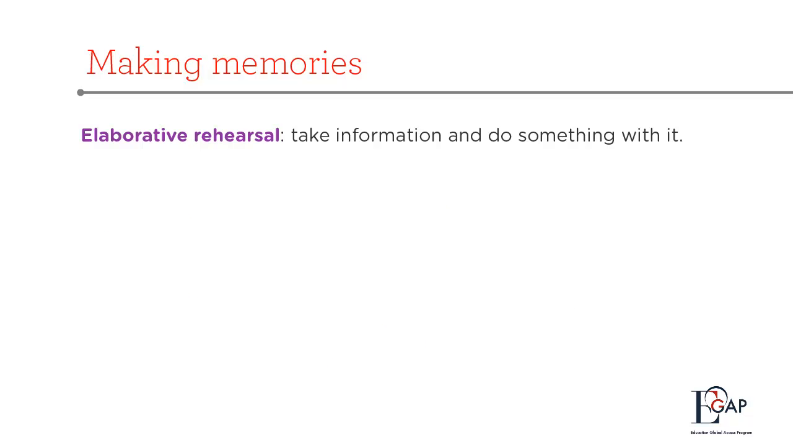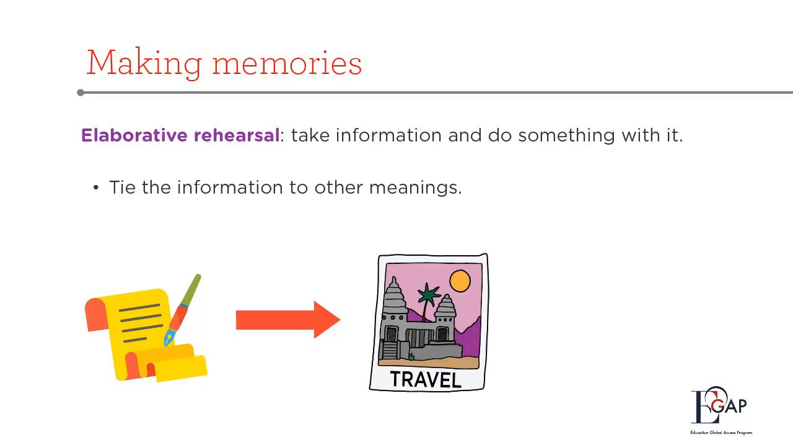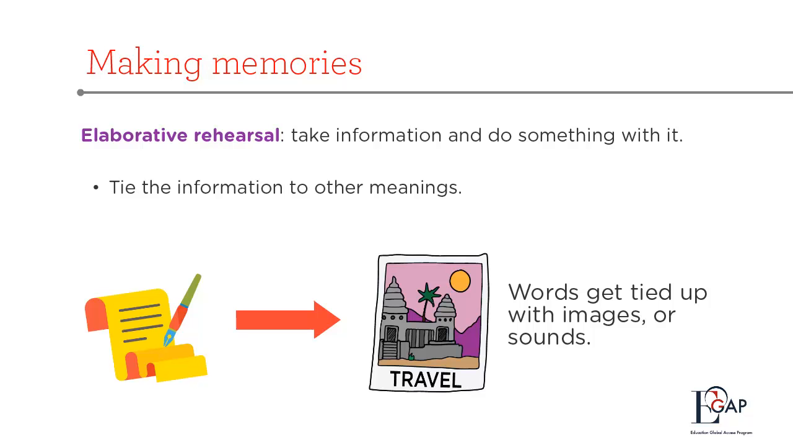Elaborative rehearsal, meanwhile, is not just about memorizing information. It involves taking that information and doing something with it, tying it to other meanings, thinking critically about what we already know about a certain subject, and tying what we know together with this new information. For example, let's say you're trying to understand a particular poem. If you wanted to just memorize the poem word for word, then you would use rote memorization. But when you spend time trying to interpret the poem's meaning, suddenly the words become tied up with images or sounds. They take on meanings that you can see or hear because of past experiences that poem is now linked to in your mind.